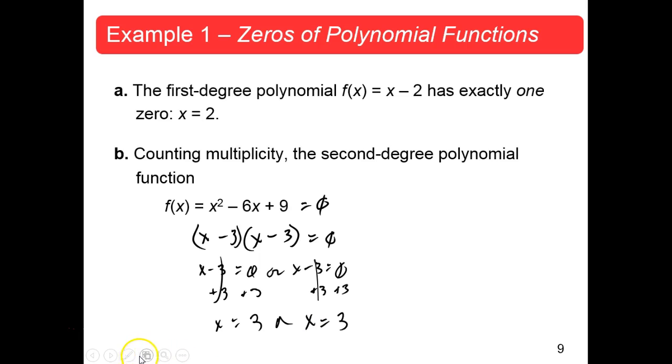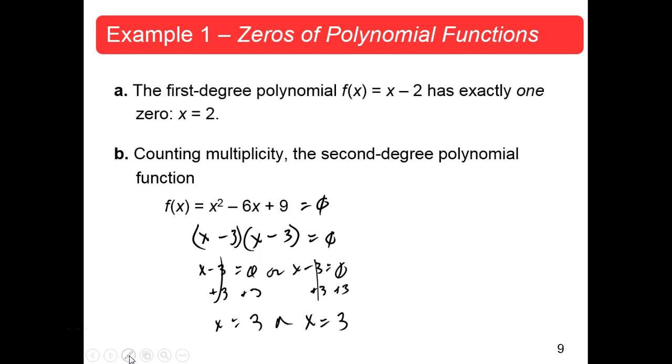Now that's how we did it. Let's watch how they did it. So you count your multiplicity when you're counting your zeros or your factors. The turns of the graph would be one less than this, up to that many. You may not have that many. Number of zeros, you have exactly that many, but that has a count of complexity. We have them, but there are two of them, both of them the same number.